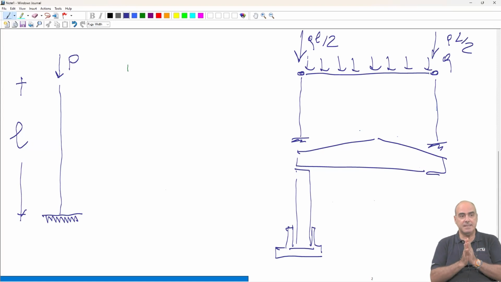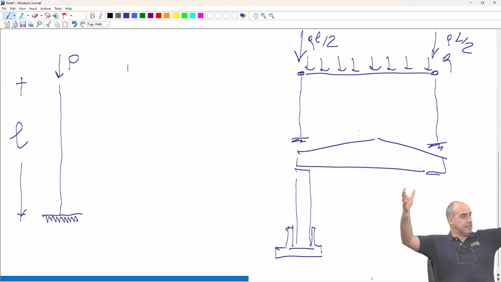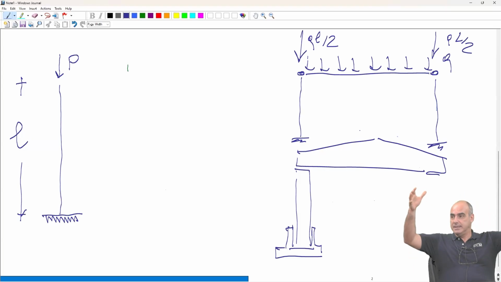So that very simple scheme is also something that you can easily find in the buildings. If you just go outside here, there is an elevated reservoir, an elevated tank for water. You design exactly according to this scheme. That is a cantilever shaft, and there is a big mass on the top. Okay?